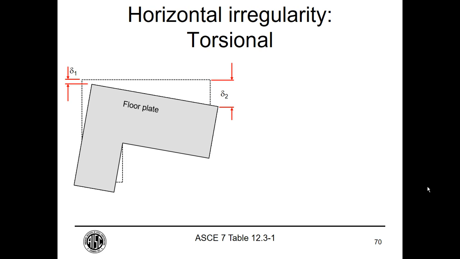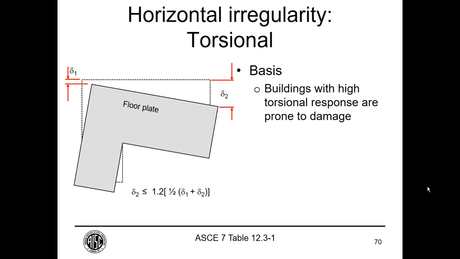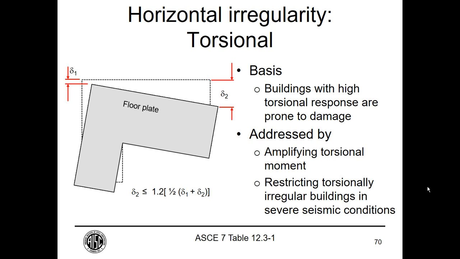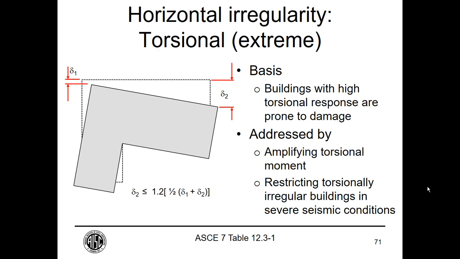There's a torsional irregularity. We compare displacements at corners of the building in each direction, and we compute the average and compare the maximum to the average. And if the maximum is more than 120% of the average, that's an irregularity. The reason we check this is buildings that are subject to a lot of twisting see a lot of damage. And we address this by amplifying the torsional moment, essentially requiring our buildings to have a lot of torsional strength. We also restrict highly torsional buildings in higher seismic design categories.